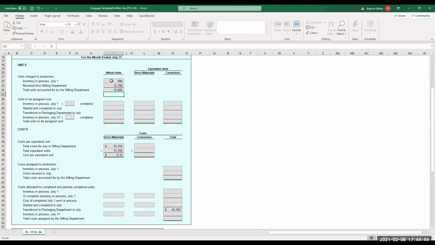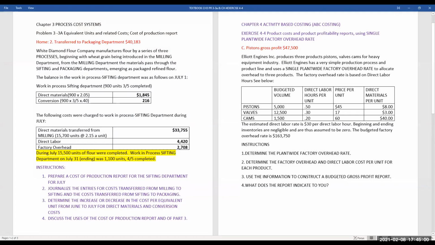So these units, they told us were, let's go back to our sheet and take a look. Let me do a new share. And let me make sure there's nobody in the waiting room. I don't think so. I think everybody's here. I'm glad. So notice they tell us that they're, let's see, units to be assigned a cost. And they're 60% complete. So how did they get 60%? Because they used 3/5.